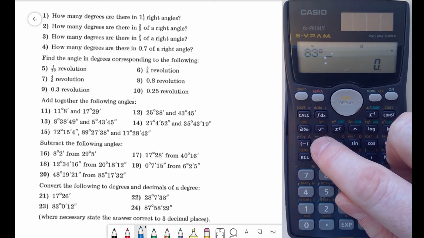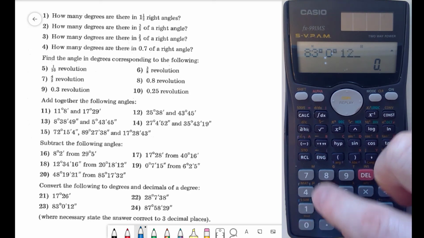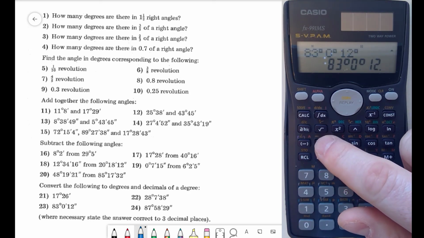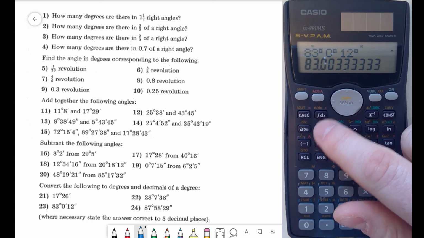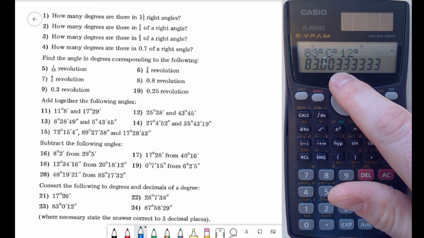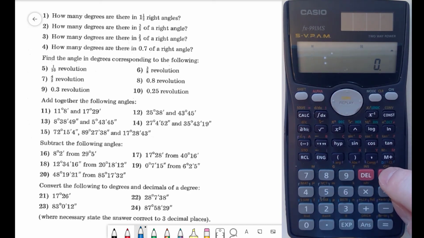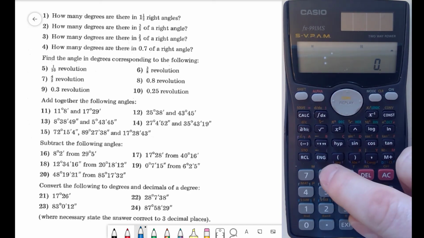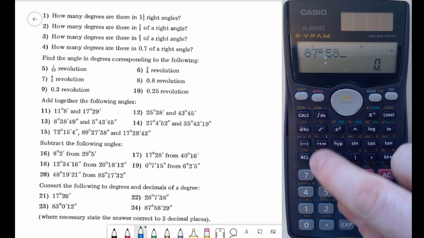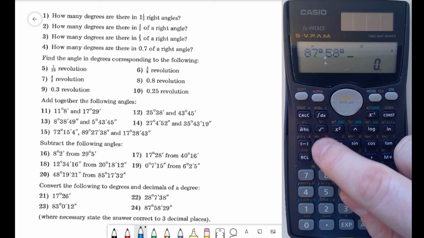So next one, number 23. 83 degrees, 0 minutes and 12 seconds. Press equals. And now press my degrees, minutes, seconds button again. So there you go. Our answer is 83.003 degrees. For question 24, the last one here, 87 degrees, 58 minutes, and 29 seconds.